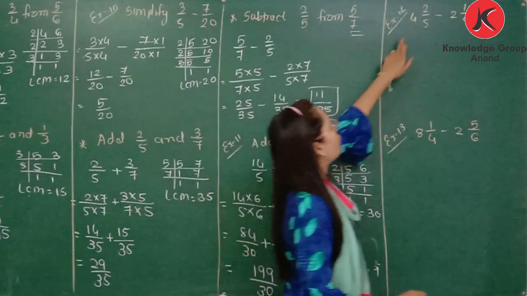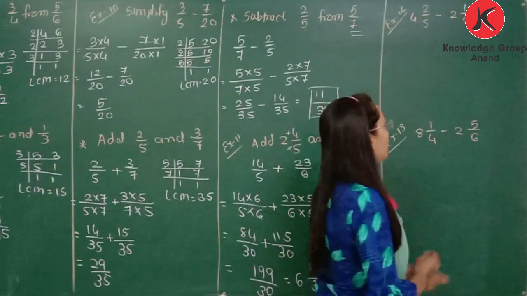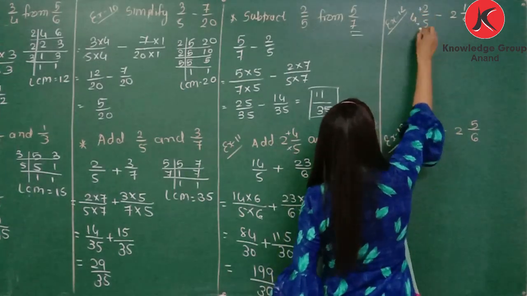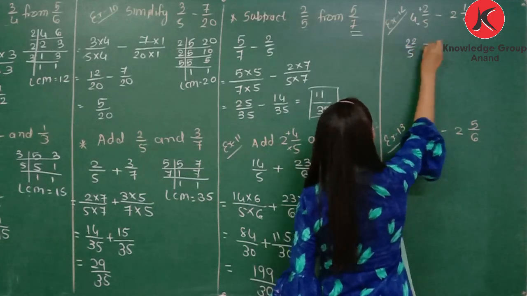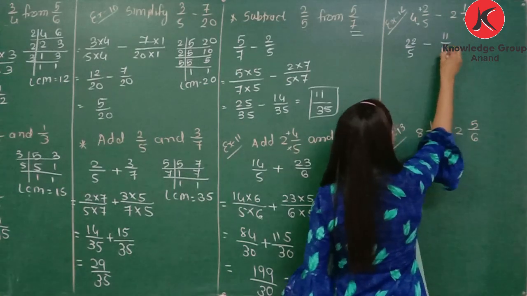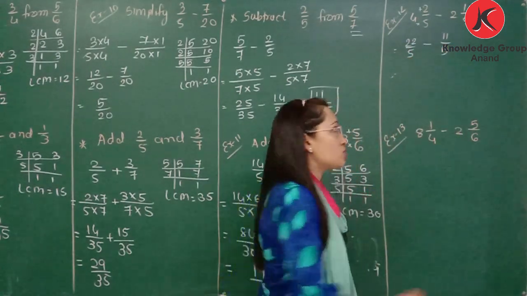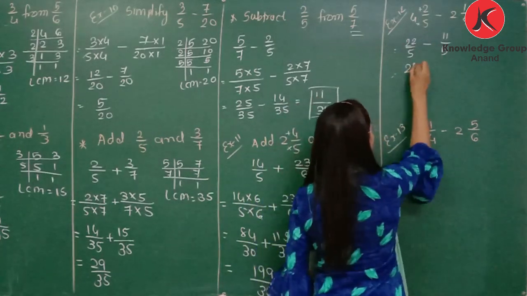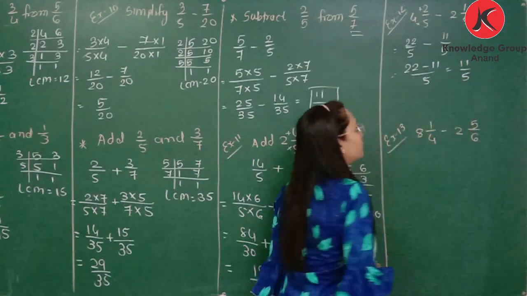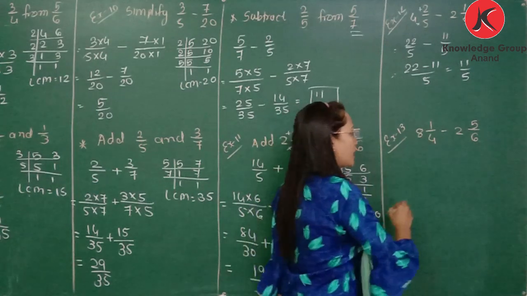Now example 12. So here 4 2 by 5 minus 2 1 by 5. First of all, we will convert these into improper fractions. So 4 5s are 20 plus 2, 22 by 5, minus 5 2s are 10 plus 1, 11 by 5. Now you can see the denominators are already the same. So directly you can write 22 minus 11. So it is 11 by 5. Clear?